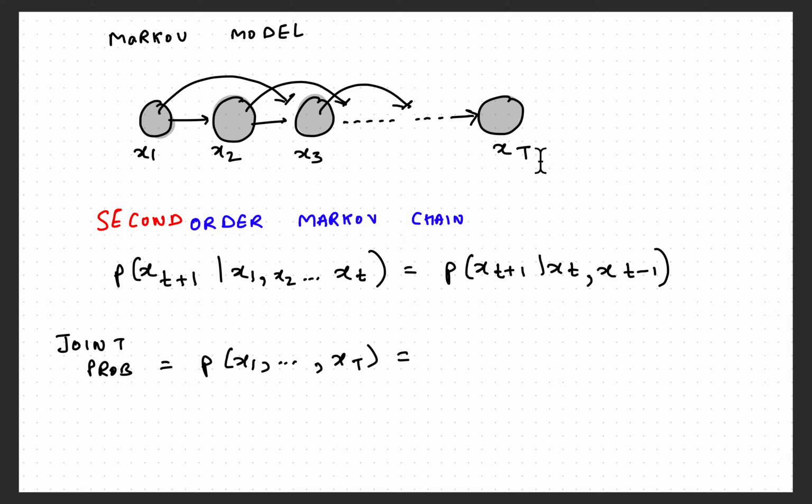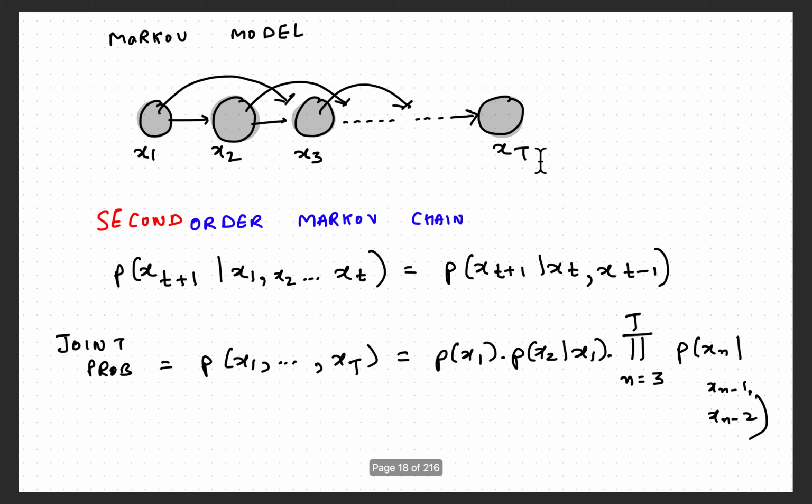So if we keep on going in this fashion, we'll end up with a joint probability which looks like the following: probability of x1 times probability of x2 given x1 times the product of probabilities of the form xn given xn minus 1 and xn minus 2, where n varies from 3 to capital T, right?